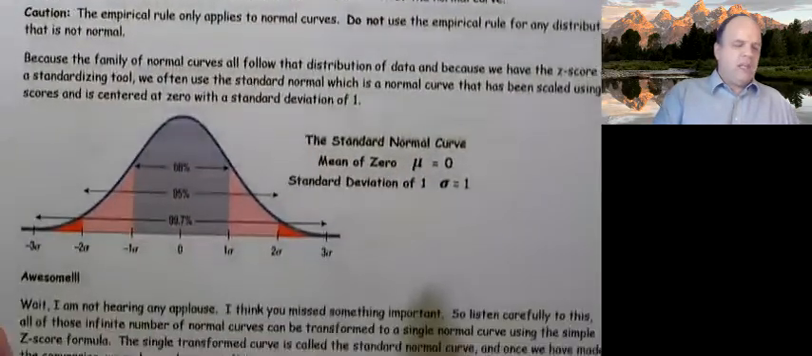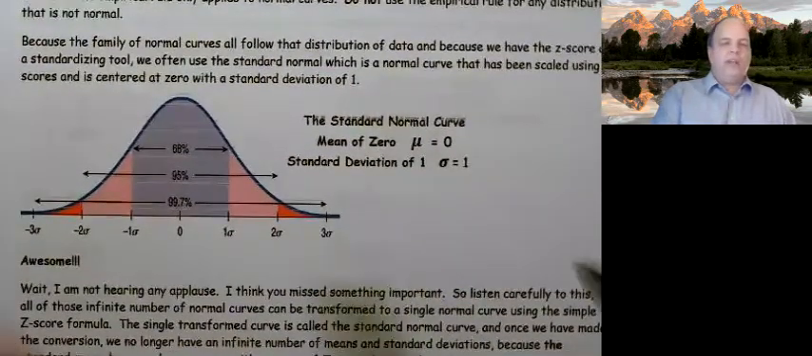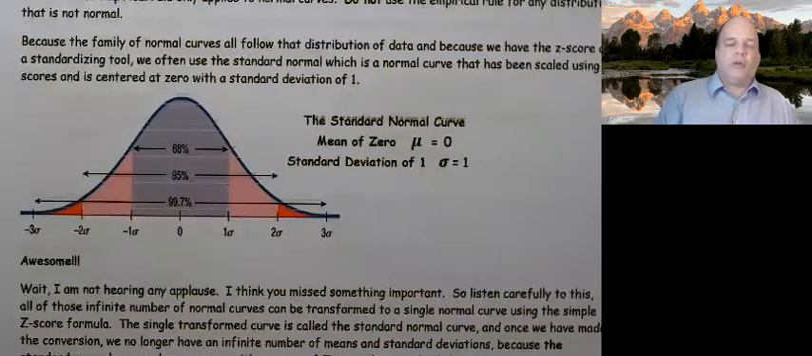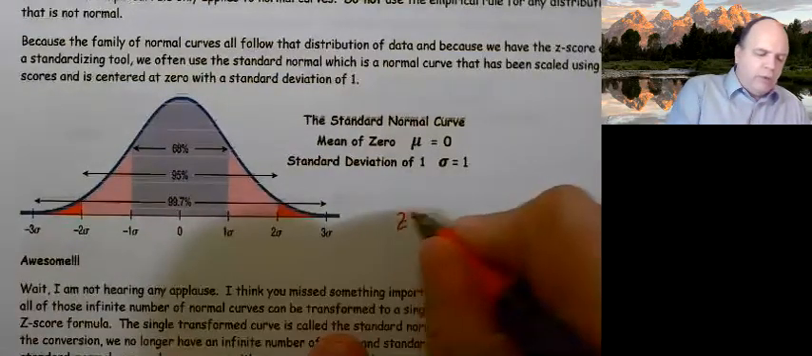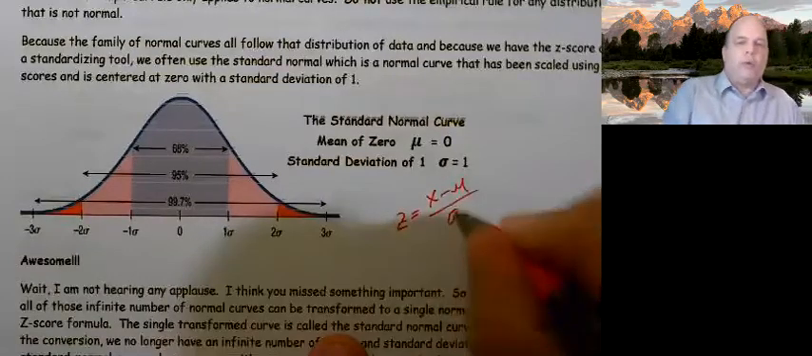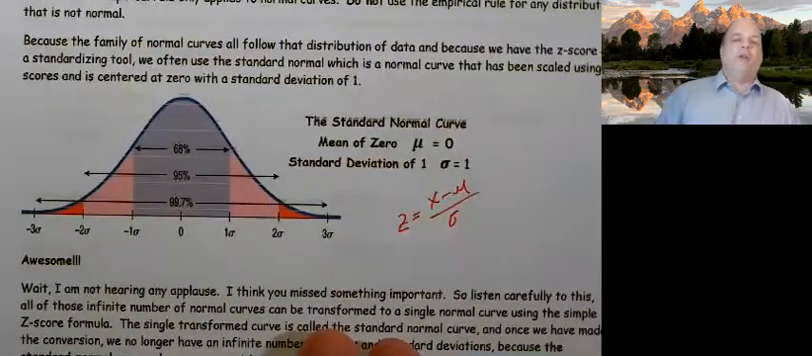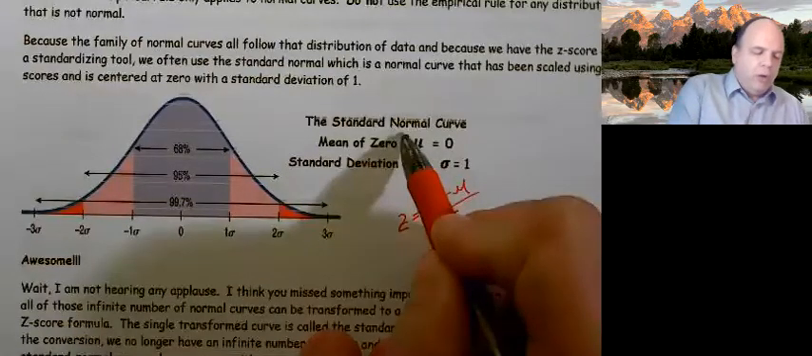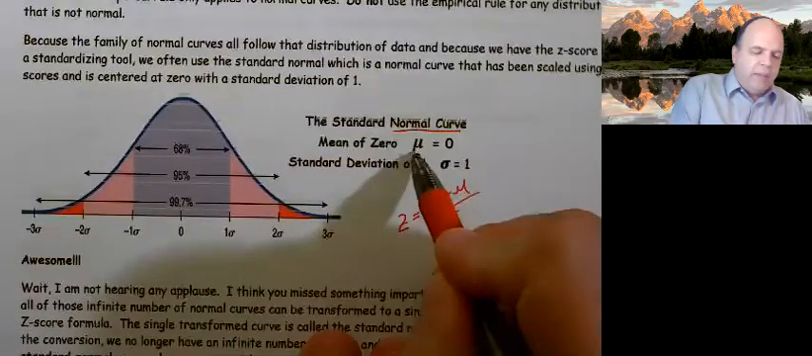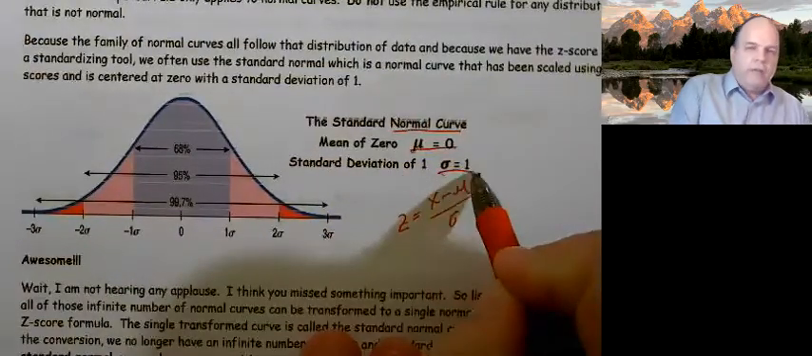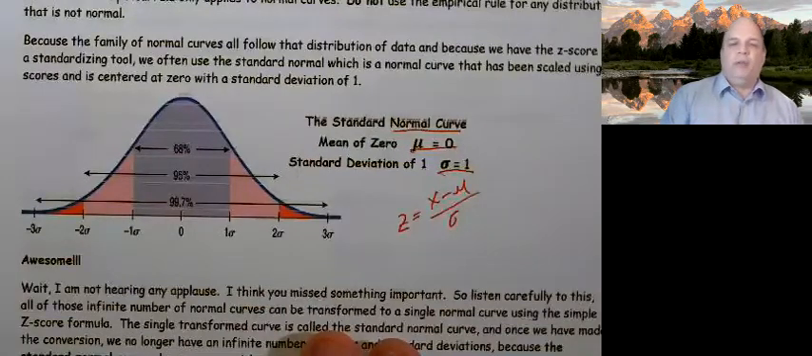All right. So once again, one of the things I think is really awesome is I can take the infinite number of normal curves and convert them to a standard normal using z equals x minus mu over sigma. That simple formula will convert the infinite number of normal curves to the standard normal. Now, one other neat thing: the standard normal has a mean of 0 and a standard deviation of 1. Always.